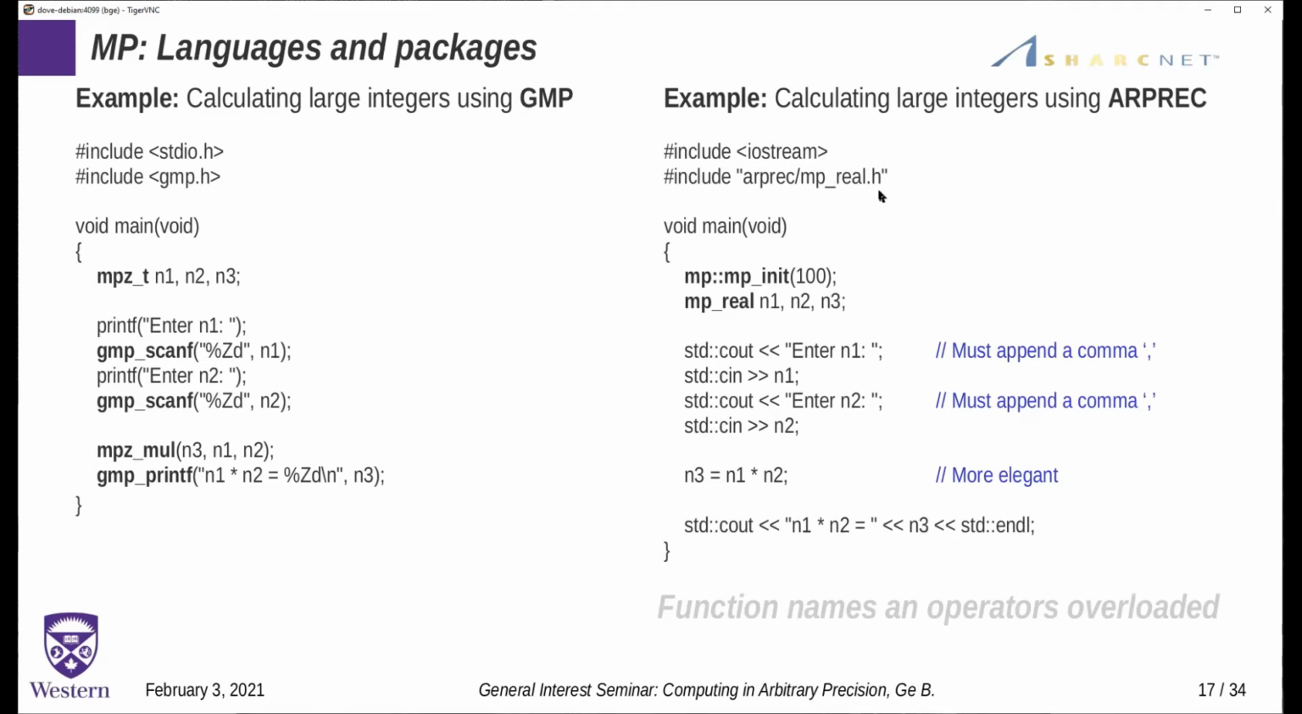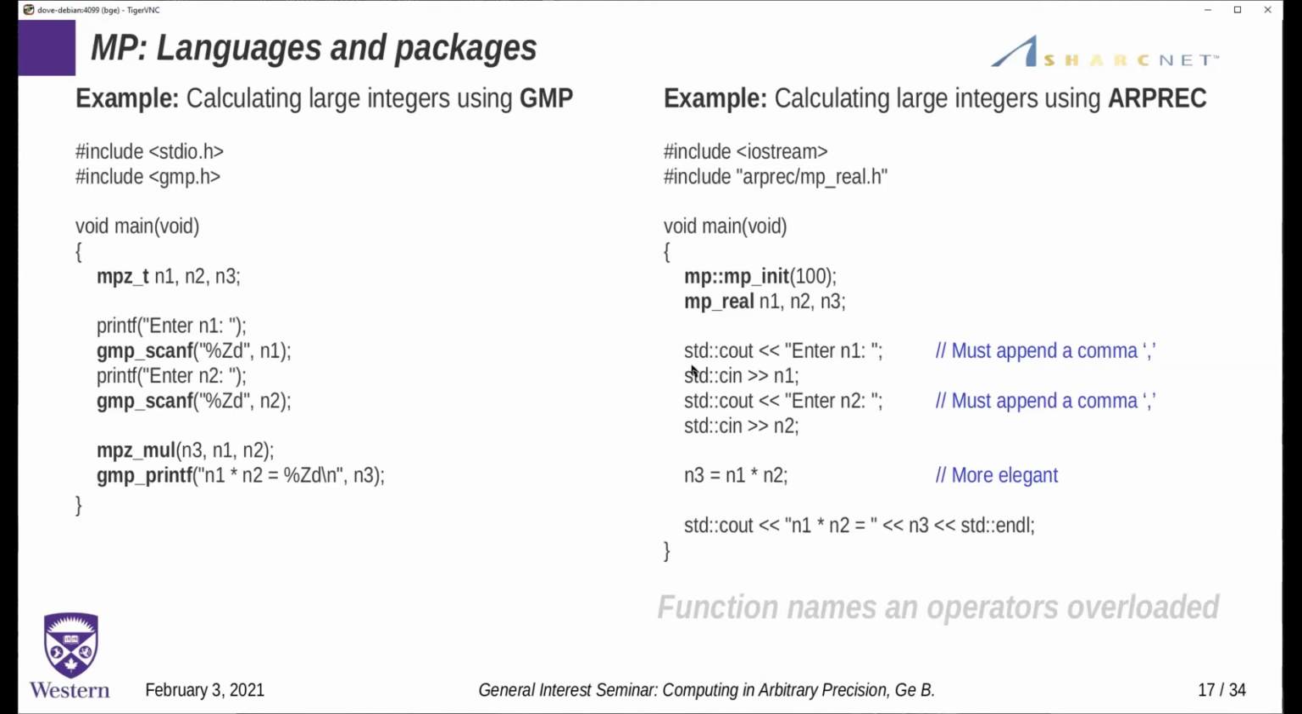On the right-hand side, we're using a package called ARPREC, developed by the researchers at the Berkeley lab. So ARPREC appears to be more elegant than GMP, which is more of a general purpose package. And ARPREC is more geared towards the scientific, and so more user-friendly to scientists and engineers. So you initialize the MP package, and you define the real, perhaps I should put int, as 3 numbers, and then you use the regular C++.